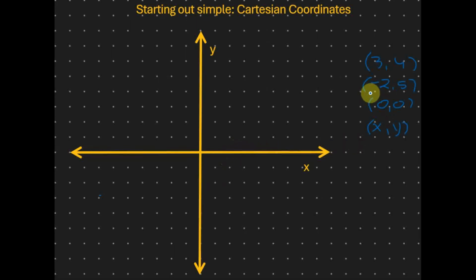When you have an ordered pair like (3, 4), it means we move 3 units along the x-axis, and then we move 4 units up the y-axis. So 1, 2, 3, 4. So this is our (3, 4) point. For (-2, 5), we move 2 units to the left. So for -2, we go -1, -2, and then we go 5 units up the y-axis. So 1, 2, 3, 4, 5. So this is our (-2, 5) point.